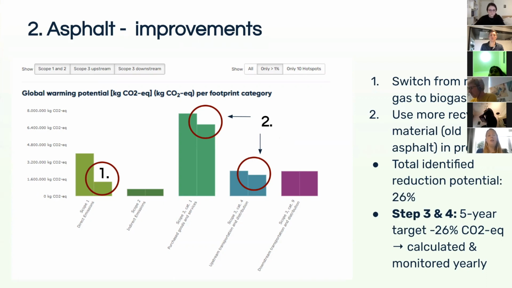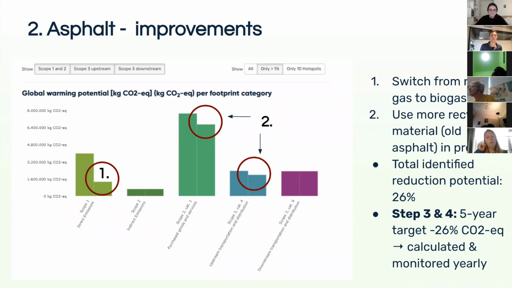And then the second thing we identified was to use more recycled material in asphalt. That you can see for number 2, the circles connected to that. And what we mean with recycled materials is using more old asphalt to produce new asphalt. And by that, you have to use less primary materials, so less bitumen, less stones. In that way, you can reduce your impact.